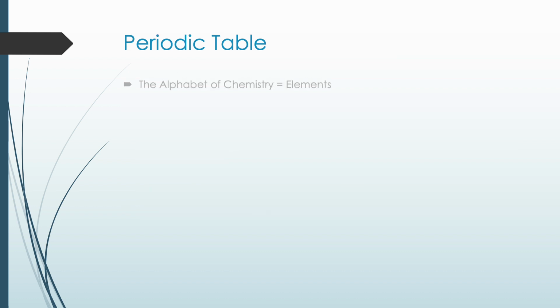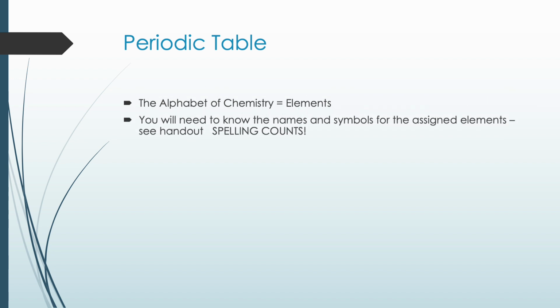An introduction to the periodic table. When you look at the periodic table, you're going to see a bunch of different elements represented. It's kind of the alphabet of chemistry. We have a set of elements that you are responsible for knowing the name and symbol. Spelling will count. I will give you a handout for the elements that you are responsible for knowing.